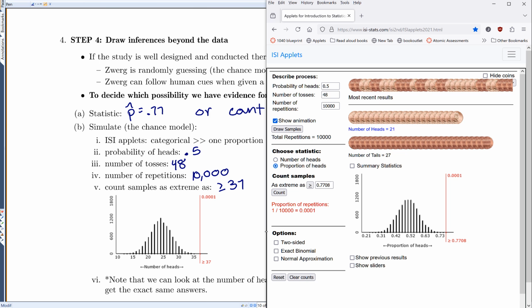Notice the p-value looks exactly the same. The histogram looks exactly the same. The only thing that changes down here is the actual numbers. Instead of going from 10 to 35 for the number of heads, it goes from 0.21 to 0.73 because it's the proportion of heads. So it doesn't matter whether you do counts or proportions, you get the exact same answers.